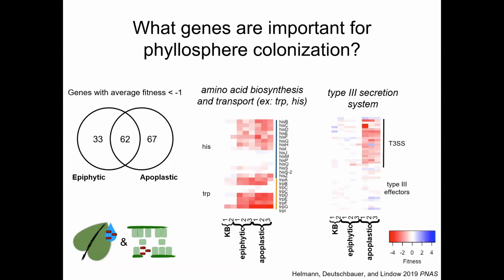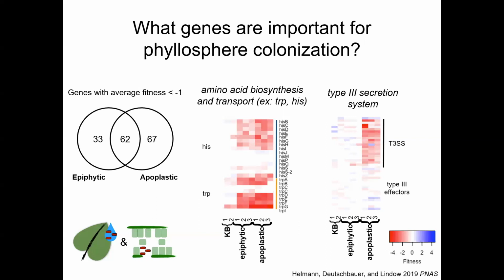RB-TnSeq has proven to be a really powerful screening tool, especially to generate lists of genes for further analysis. So for example, I identified 33 genes specific to growth on the leaf surface, 67 specific to the apoplast, and 62 genes that were highly important under both conditions. And I'll show a few heat maps like this, where the red indicates the more negative fitness values. So those are the genes that are highly important under that particular condition.